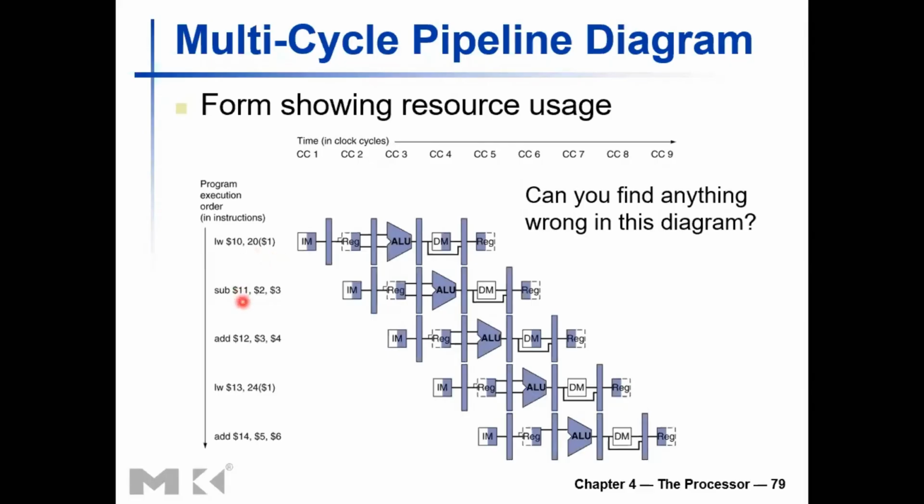I can see how you can mistake the destination register, but if you recall the format of the textual assembly instructions, sub, destination register, and the two operand registers, two source registers, that is the order. So 11 is the destination. Can you find anything else wrong in this diagram?